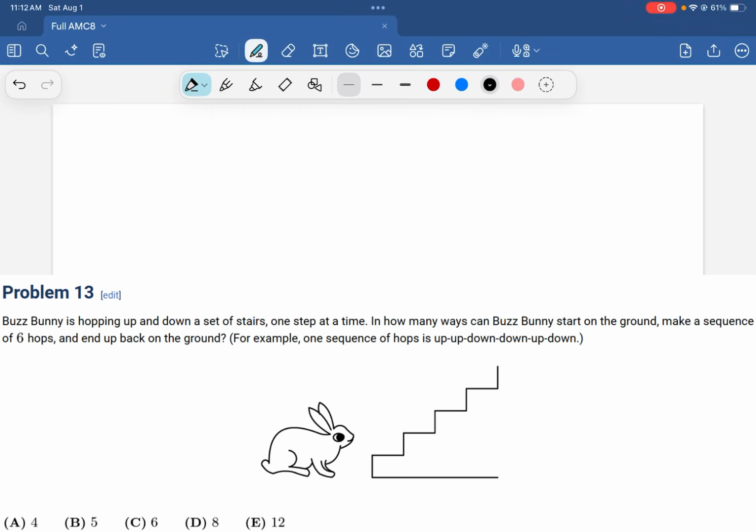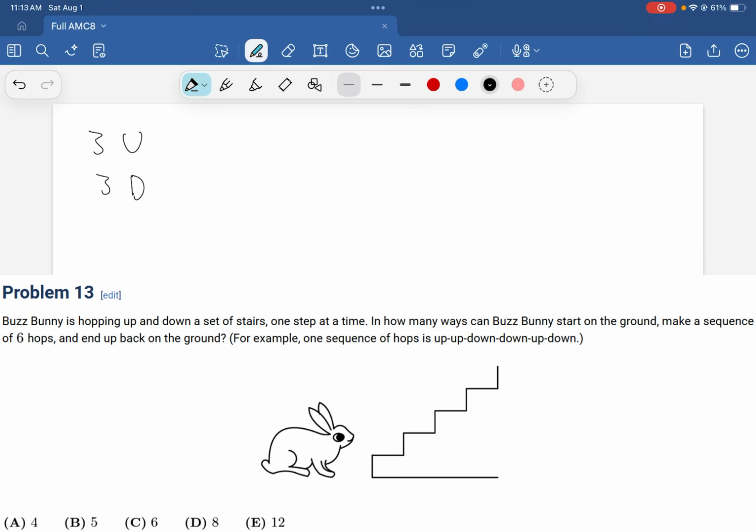Problem 13. Buzz Bunny is hopping up and down a set of stairs, 1 step at a time. In how many ways can Buzz Bunny start on the ground, make a sequence of 6 hops, and end up back on the ground? For example, you can go up, up, down, down, up, down. So the first thing to notice is that we're going to have the same number of hops up as down, obviously, because we have to end up at the start, which means we're going to have 3 ups and 3 downs. I'm just going to use U and D.